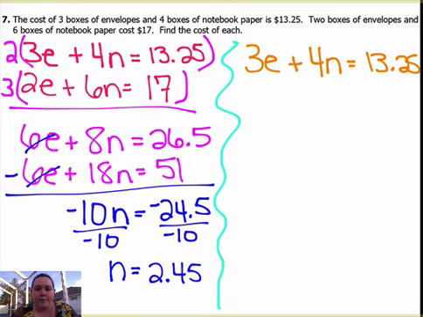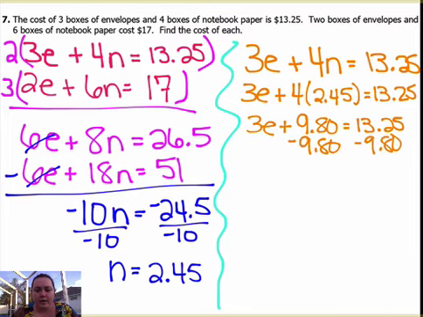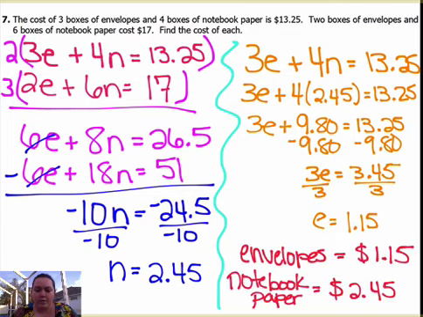And then I'm going to plug 2.45 in for N into the original equation. I just picked the top one, multiply 2.45 by 4, I get 9.80. Subtract that, I get 3E equals 3.45. Divide by 3, so E equals $1.15. So envelopes are $1.15 and notebook paper is $2.45.